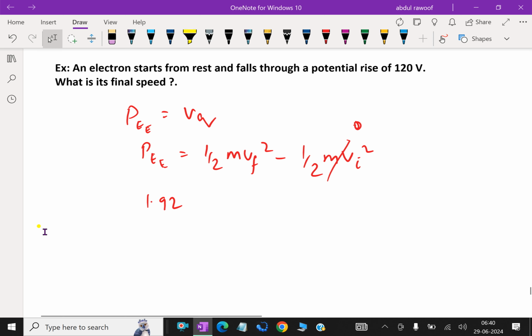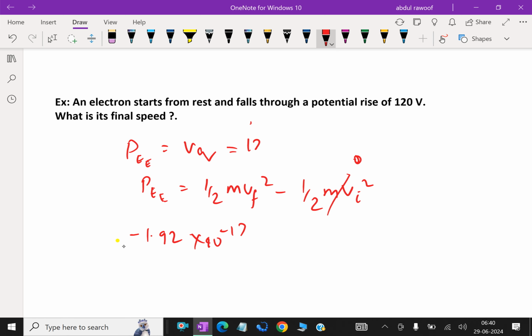1.92 into 10 power minus 17, which is, before that, you have to calculate VQ. V is 120, Q is 1.6 into 10 raised to minus 19 coulomb, which gives minus 1.92 into 10 power minus 17 joule.